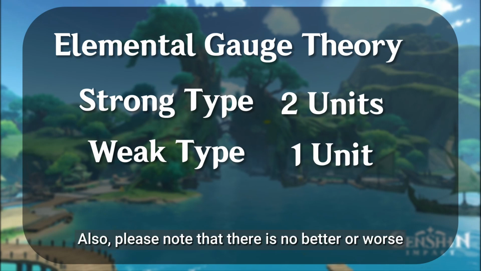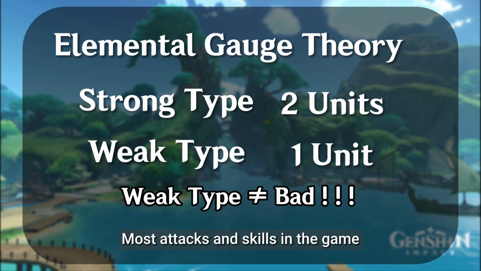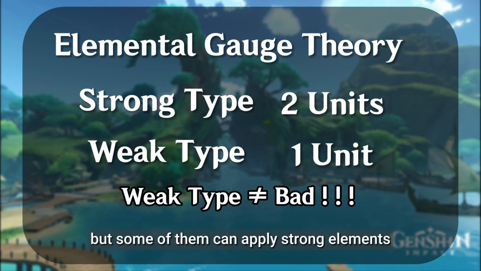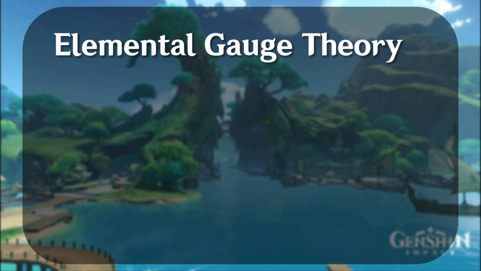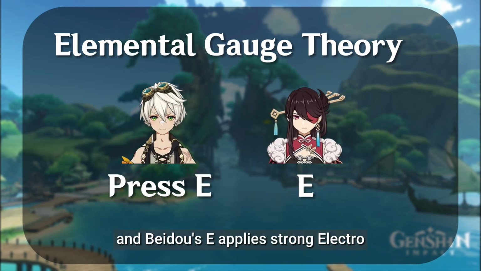Also, please note that there is no better or worse for weak and strong types. Each has its own use cases. Most attacks and skills in the game do weak elemental application, but some of them can apply strong elements. For example, Bandit's Press E applies strong Pyro, and Beidou's E applies strong Electro.